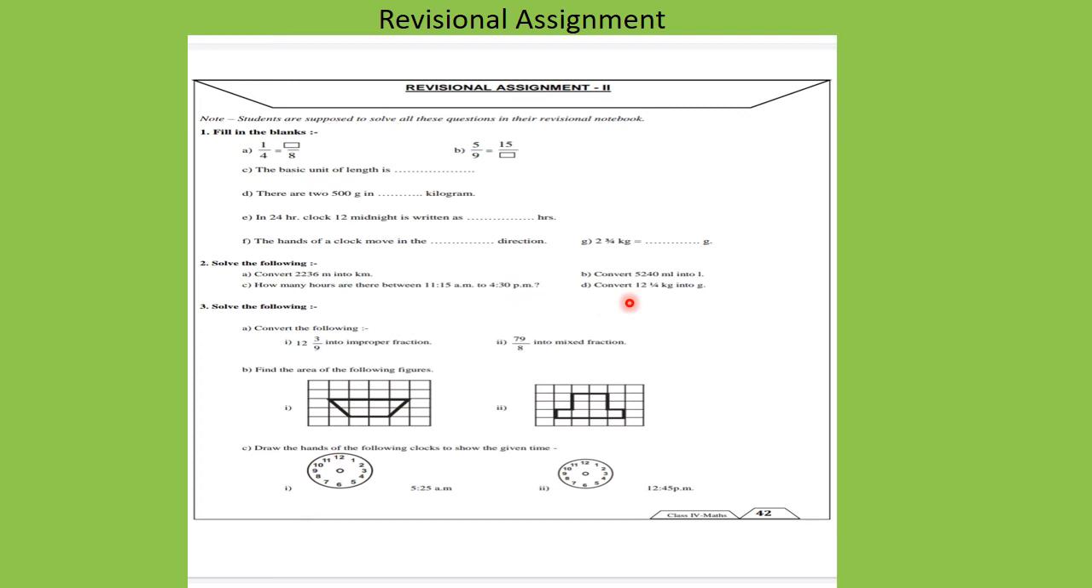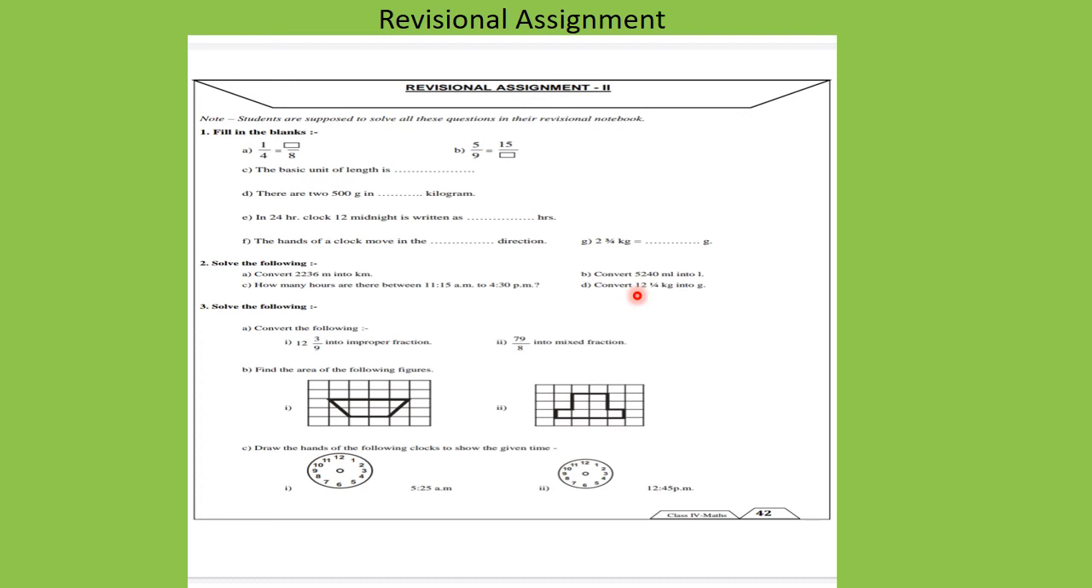We have to convert 12 whole 1/4 kilogram into gram. It is also very simple, very easy. We know that 1 kilogram is equal to 1000 gram. So here we have 12 kilograms, so this is equivalent to 12,000 gram.